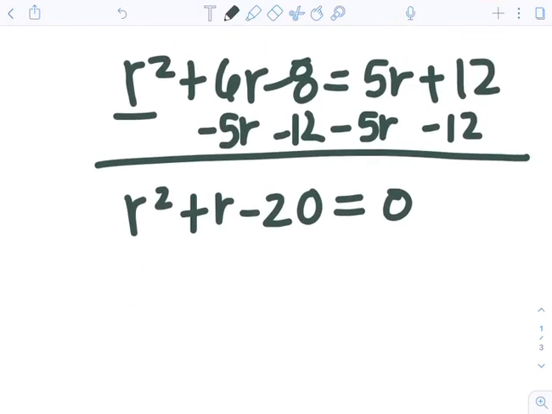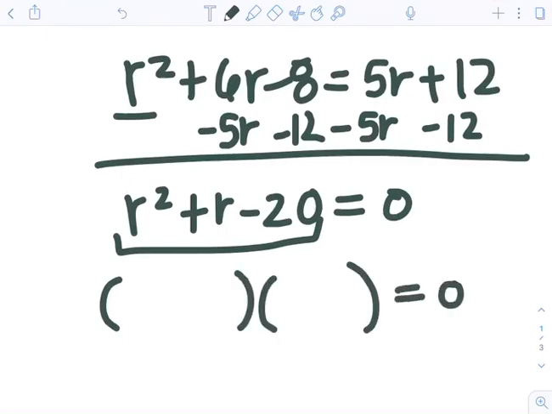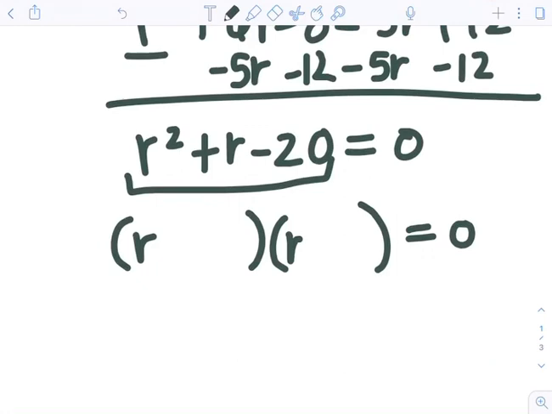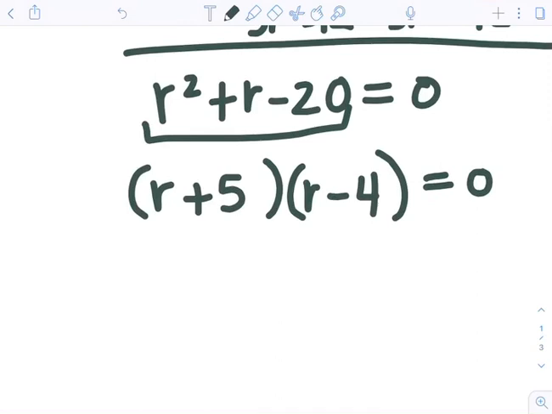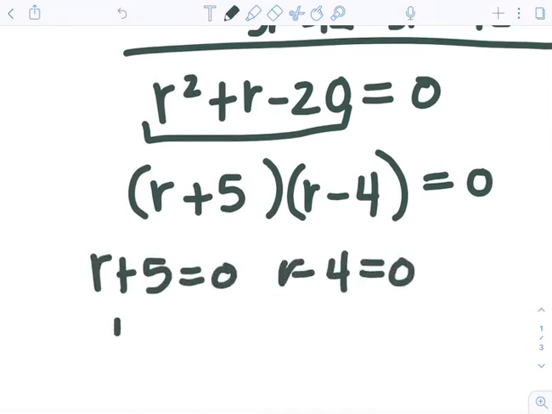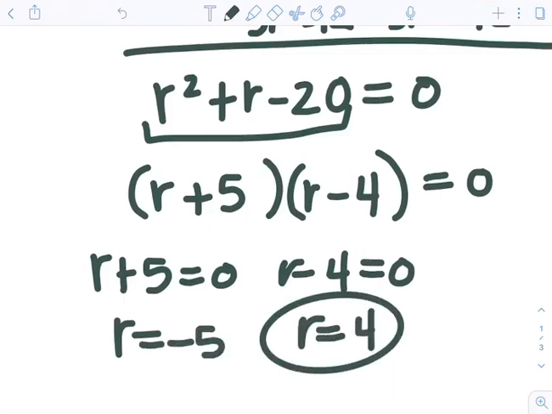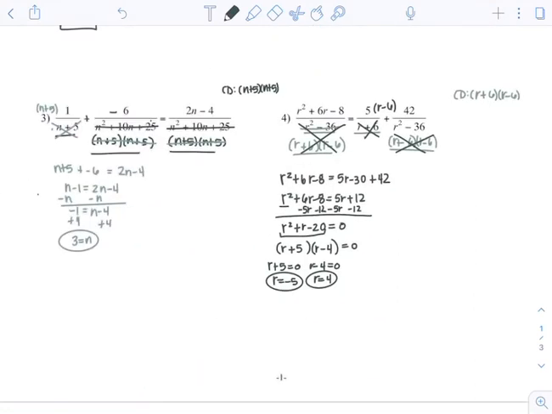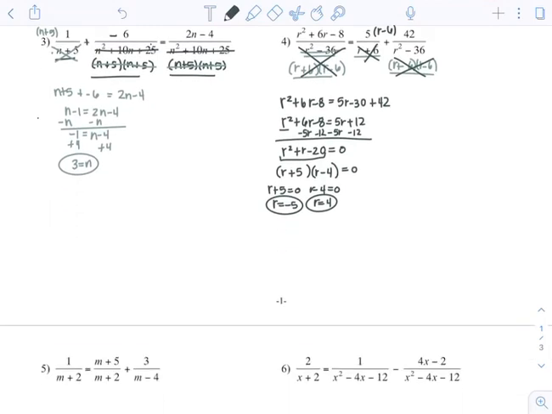And now you're going to factor this right here. So go into your two parentheses. I know it's r, and it's got to multiply to be negative 20, but add to be 1. So that's positive 5, negative 4. And remember, to get our two answers, we set both equal to 0 and solve. So r equals negative 5, r equals positive 4. Okay, you will see that on your homework. So again, factoring keeps coming up over and over again.